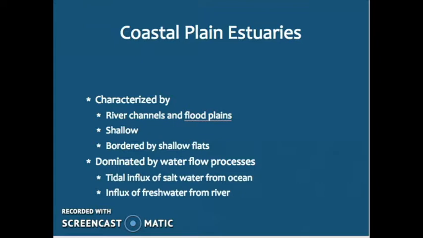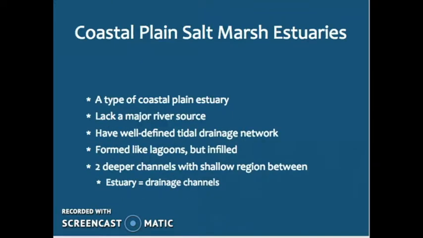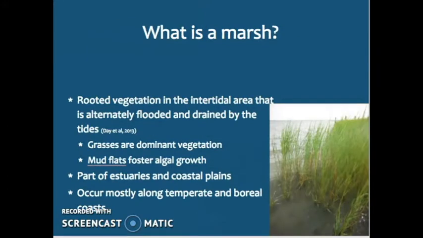So we're going to be mostly talking about coastal plain estuaries, which are characterized by rivers within the estuaries and also having lots of floodplains. They're very shallow and they're dominated by water flow processes, which we'll talk about in a little bit. And in particular, we have a lot of salt marshes here in North Carolina. That means that these areas have rooted vegetation in the intertidal area that is flooded by tides and drained by tides during the day. In the salt marshes, the grass is the dominant vegetation. So this is technically part of both the estuary system as well as the intertidal zone.